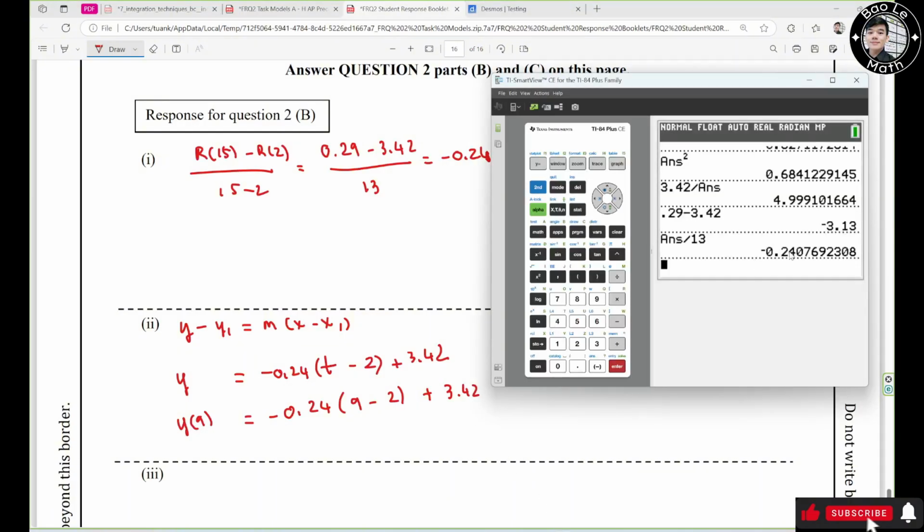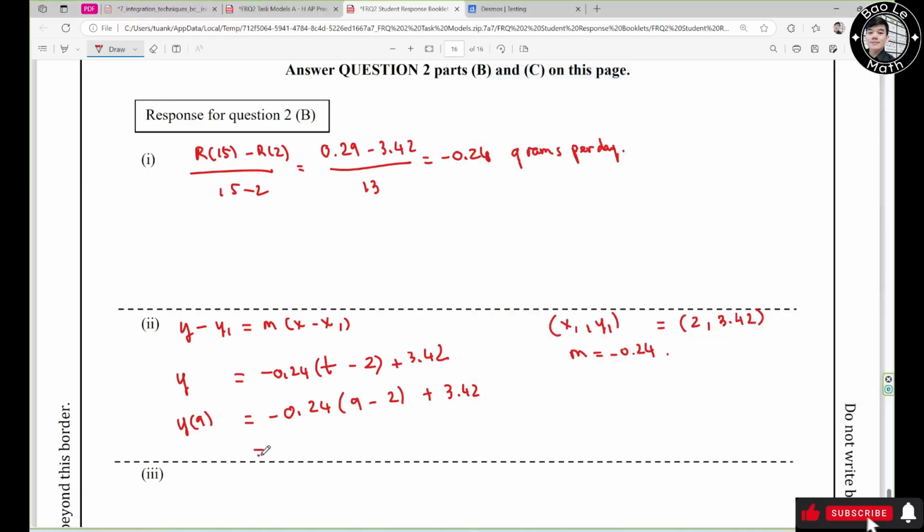So we're going to bring up the calculator. We have negative 0.24 right here already. We need to multiply by 9 minus 2, which is 7, and then we need to add 3.42. So the answer should be 1.734, so it will be 1.734 grams.